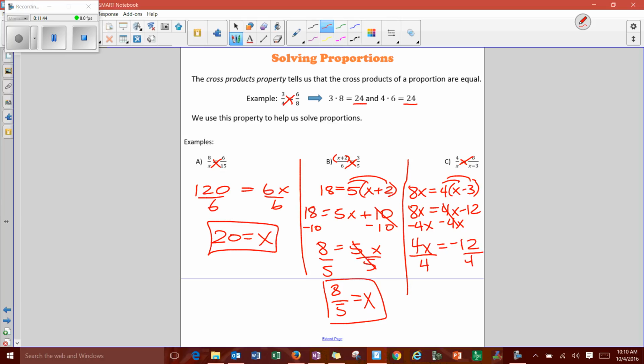Then I want to get that x by itself. So I divide both sides by 4. And I get x is equal to negative 3.